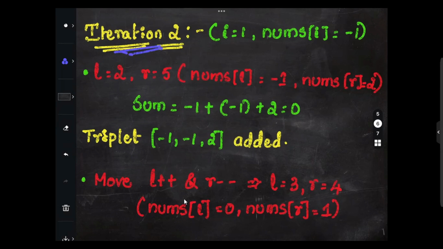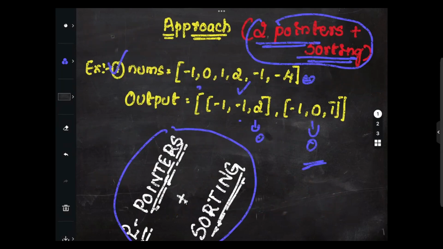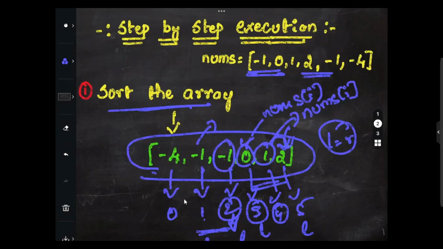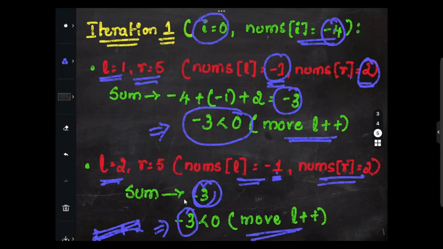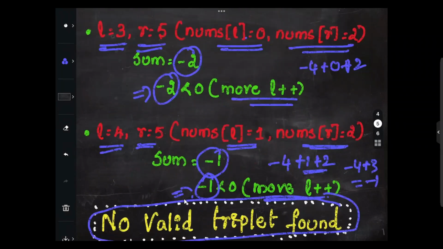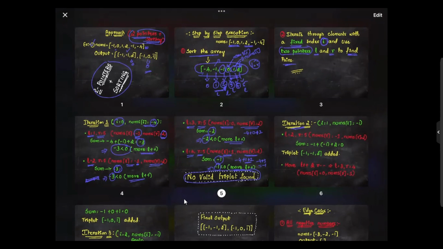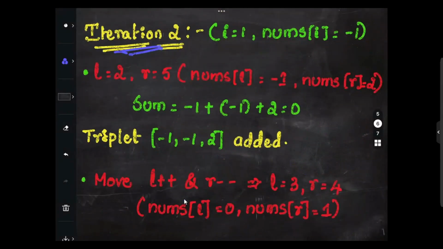So let's come to iteration 2 here. When I is 1, I itself is 1. So when I say I is 1, this one I'm speaking of, I is 1, right? Just give me a second here. Yeah, I is 1 and nums of I becomes minus 1.